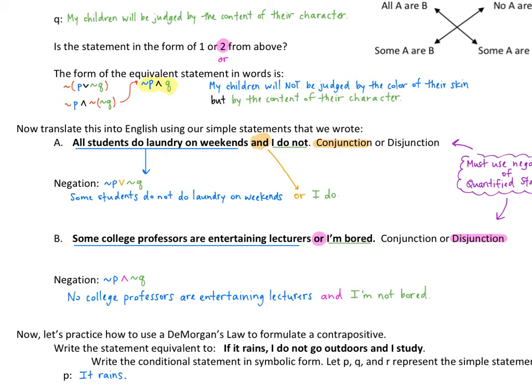Okay? So again, to negate with symbols, we negate the first portion, we change the or to an and, and we negate the last portion of I'm bored. So what does this look like with words? No college professors are entertaining lecturers, and I'm not bored.